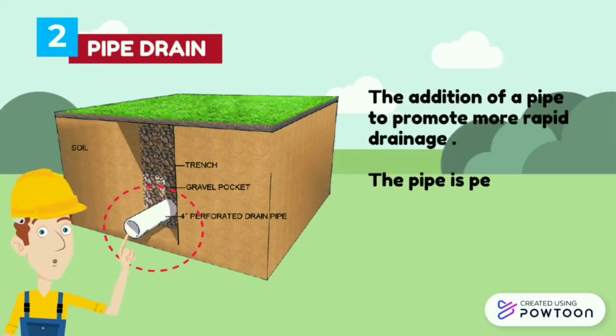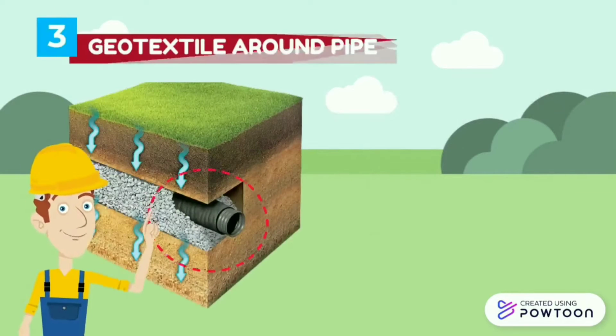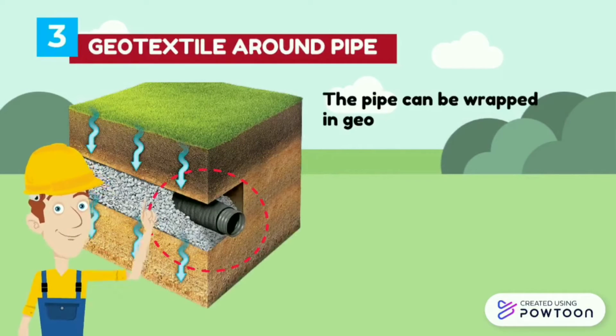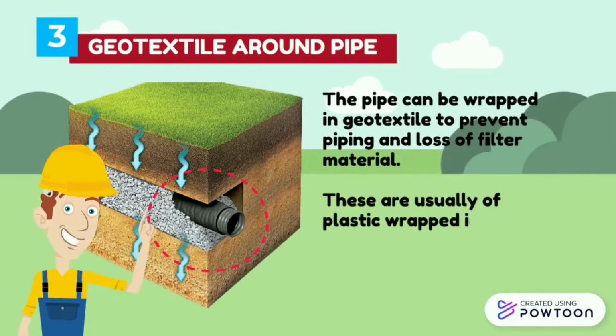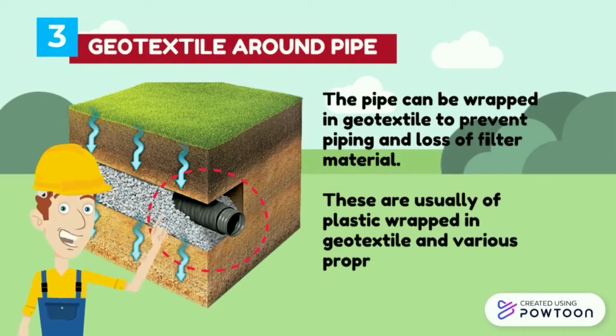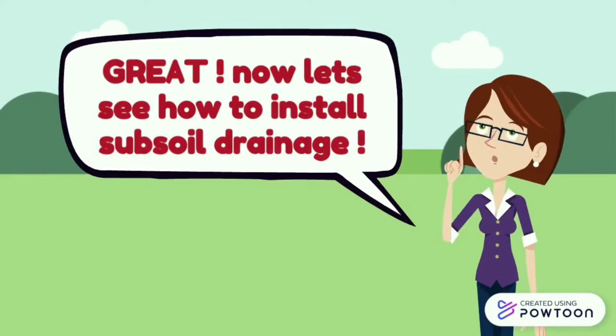The pipe is perforated to allow easy entry of water and can be rigid or flexible. Geotextile around pipe: the pipe can be wrapped in geotextile to prevent piping and loss of filter material. These are plastic pipes wrapped in geotextile, and various proprietary systems are available. Great! Now let's see how to install subsoil drainage.